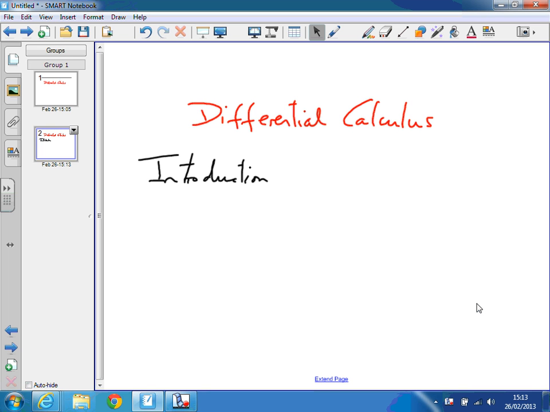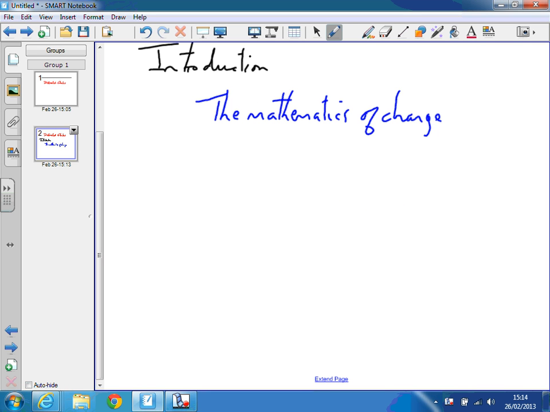So differential calculus then, introduction to differential calculus. It's the mathematics of change. We use it to find the rate of change of something. And there's notation that we use to represent this rate of change.